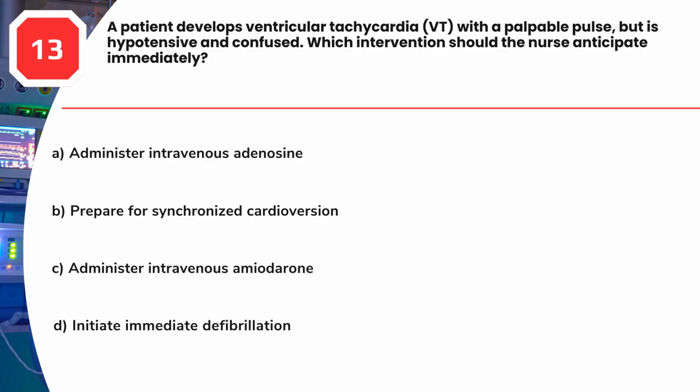Question 13. A patient develops ventricular tachycardia, VT, with a palpable pulse, but is hypotensive and confused. Which intervention should the nurse anticipate immediately? A. Administer intravenous adenosine. B. Prepare for synchronized cardioversion. C. Administer intravenous amiodarone. D. Initiate immediate defibrillation.